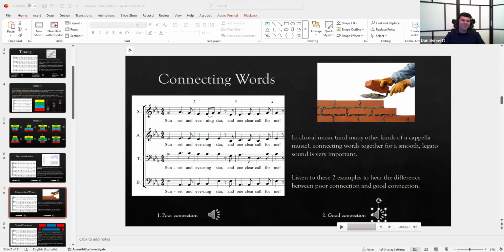And also, when we sing, the air escapes the body in a continuous flow, hopefully. And so when you sing sunset and evening star, the air is flowing out continuously, and I'm not stopping it with every word. It's hard to do that. It feels a lot easier to just sing a continuous phrase.